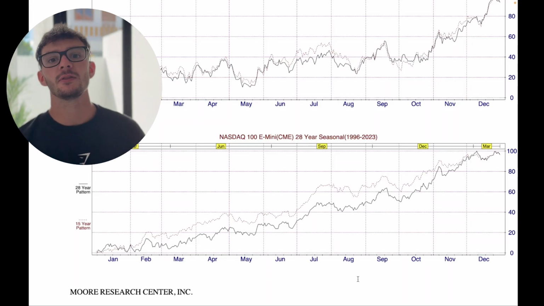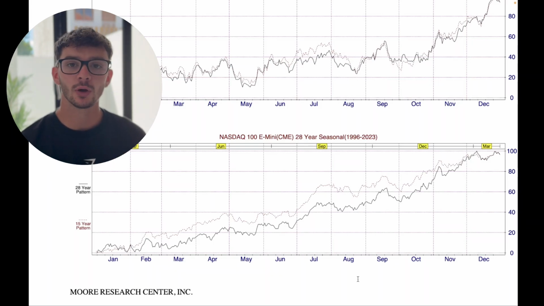Now this doesn't mean that the NASDAQ is absolutely going to do what this graph says. It's just that if this says that it's going to do something and you can see that that is possibly playing out on the chart, you can be more confident in that daily bias. So for example, near the end of June, we can see that we make a very significant low. You want to look for where this 15-year pattern, which is the dotted line, and the 28-year pattern, which is the solid line, line up, because obviously that's going to be the strongest seasonal tendency.